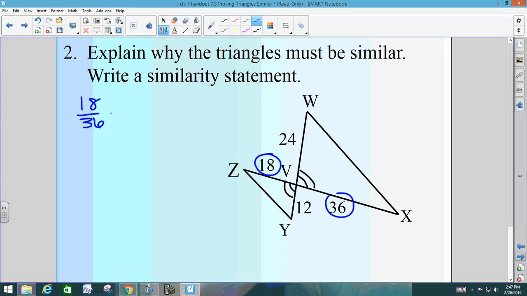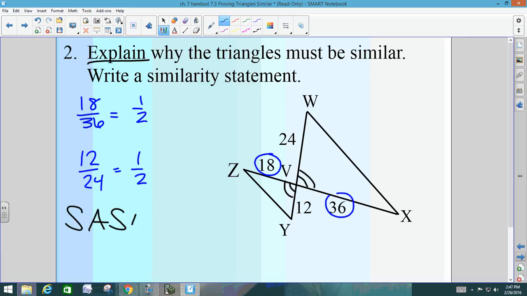18 over 36 reduces to what? 1/2. Check your other one. 12 over 24, what do we get there? So are our triangles similar? Okay, what's your explanation? Good, side angle side similarity. And then your triangle congruency statement, if I say ZVY, what do you say? Good, XVW.